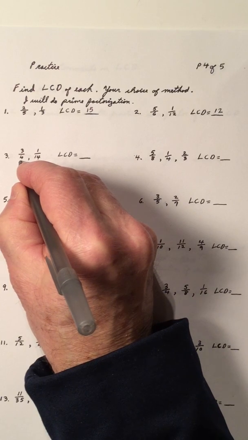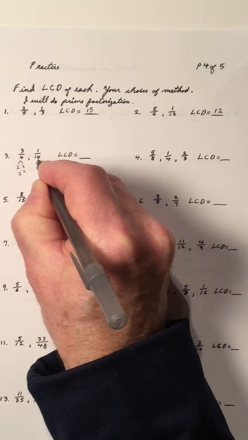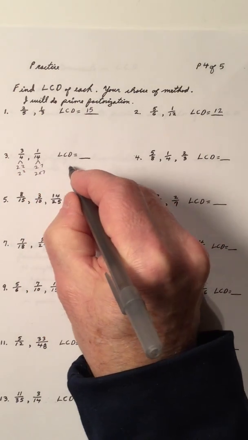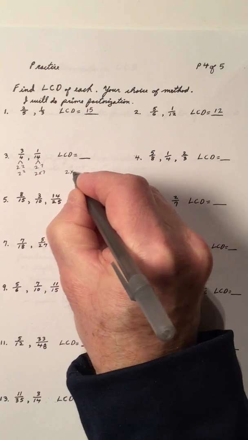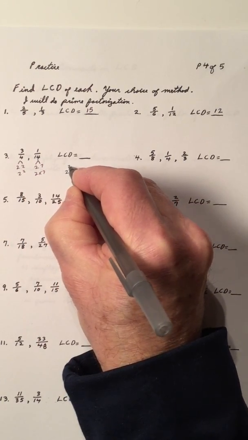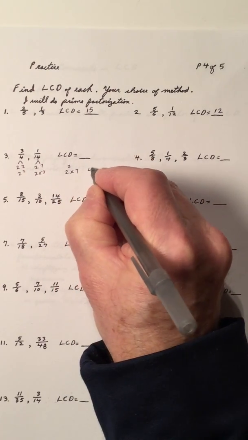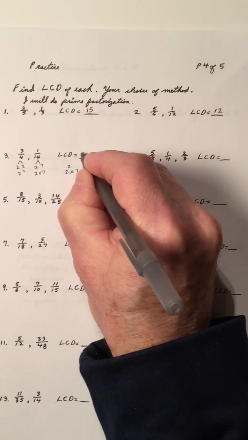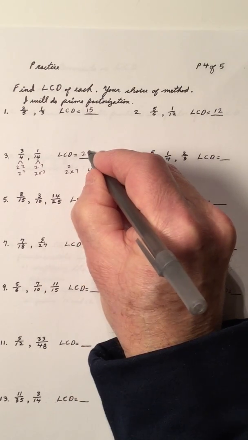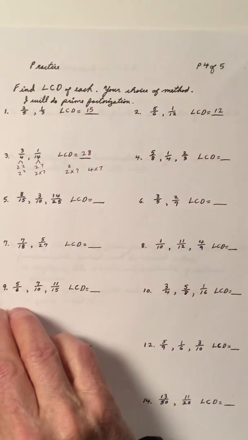4 and 14, let's break it down. 2 times 2, 2 squared. 14 is 2 times 7. So the least common multiple, we have a 2 and we have a 7. But the 2, the largest power is 2. We only have one 7. So that's 4 times 7. 28 is my least common multiple, which is also my least common denominator. 4 and 14 will divide into 28.